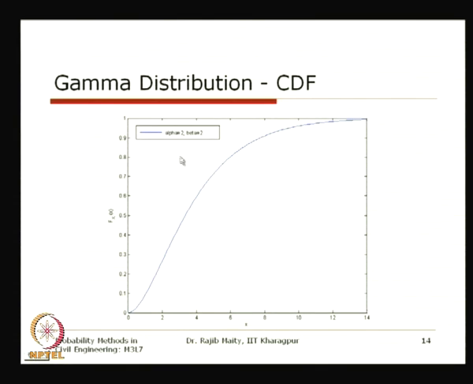And for the same parameter set, alpha equals 2 and beta equals 2, this is how the CDF, the cumulative distribution function for the gamma distribution, looks. It starts from 0, obviously going to the total probability 1, and the support is 0 to infinity. So this one is asymptotic to 1 at infinity.